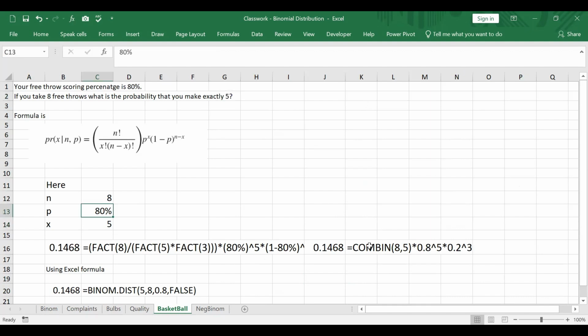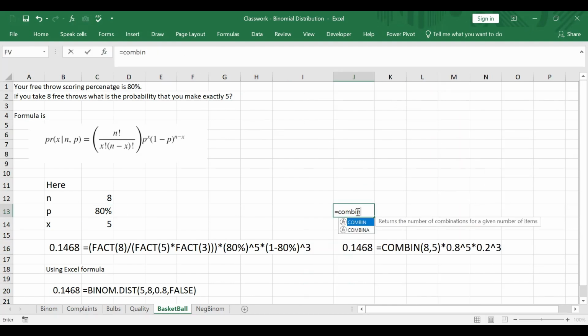So either use this formula or use combine 8 comma 5 star 0.8 to the power of 5 star 0.2 to the power of 3. Why 3? 8 minus 5 is 3. 1 minus 0.8 is 0.2. Because that is the formula: p to the power x and 1 minus p to the power of n minus x.